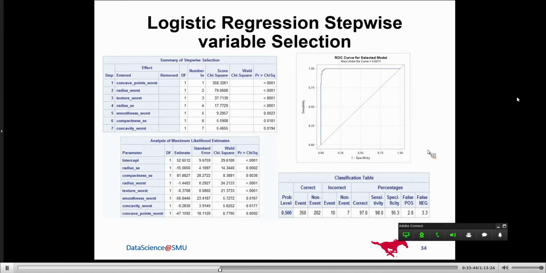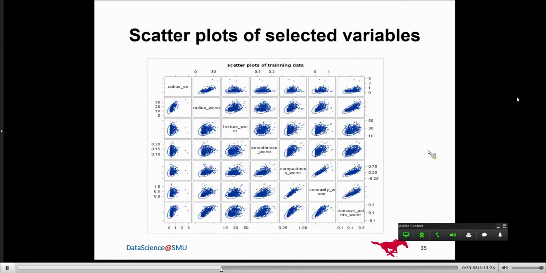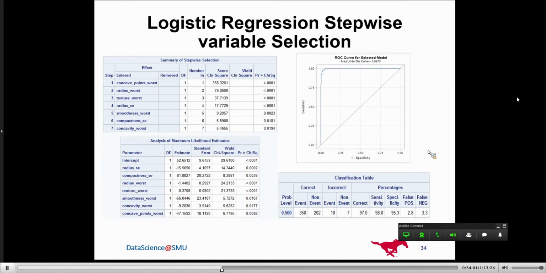Here I ran a logistic regression with stepwise selection on this data set, and the algorithm picked seven variables to be used as training data to predict the result. As you can see in the classification table, the correct percentage is 97%. Next page.